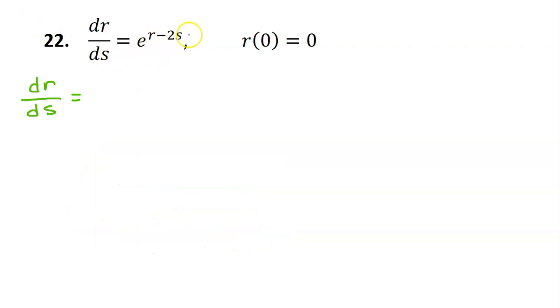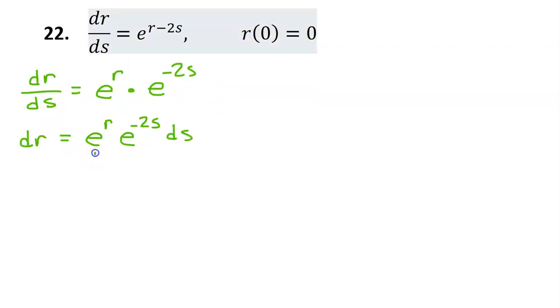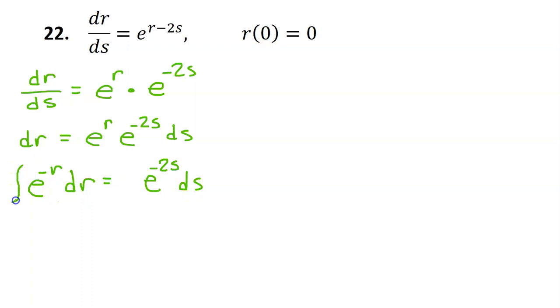e to the r minus 2s power can be written as a product: e to the r power times e to the negative 2s power. I want to get all my r's on the left and all of my s's on the right. Let's multiply both sides by ds to get that ds over on the right. Now let's get e to the r to the other side by dividing both sides by e to the r. But instead of leaving it as 1 over e to the r, let's write it as e to the negative r. Now that we have the r's on the left and the s's on the right, we can integrate both sides of the equation.